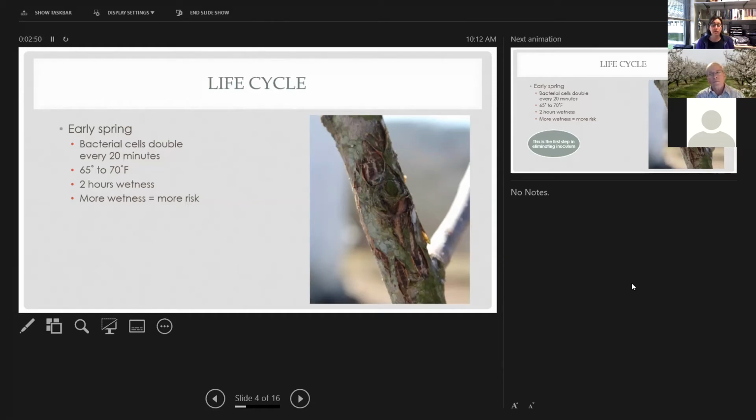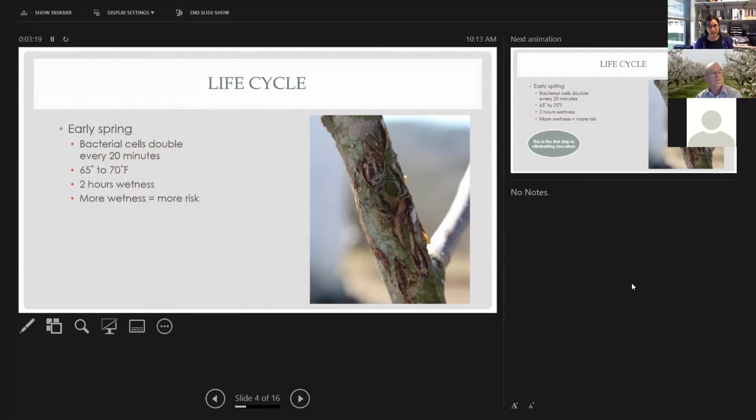So what's happening is your trees are dormant, but that canker is not dormant. That canker has broken its dormancy, and those bacterial cells are active. And so those bacterial cells will start to double. Every cell becomes 2 cells every 20 minutes in weather like today. And so think about how many cells. We start out with a few cells and we end up with millions of cells.